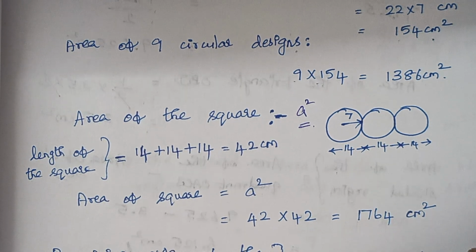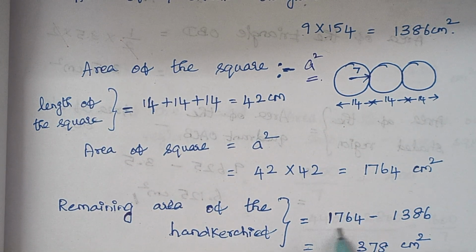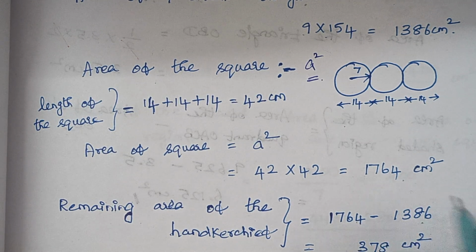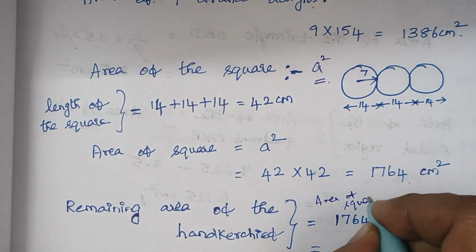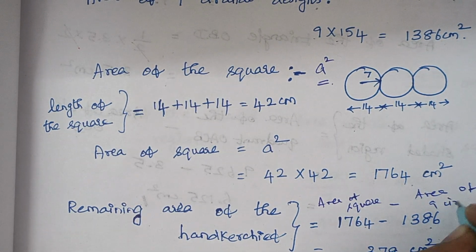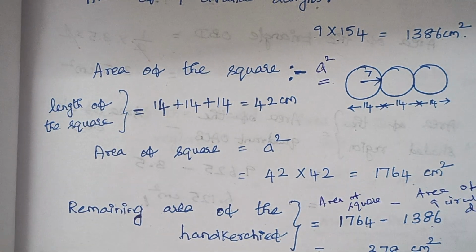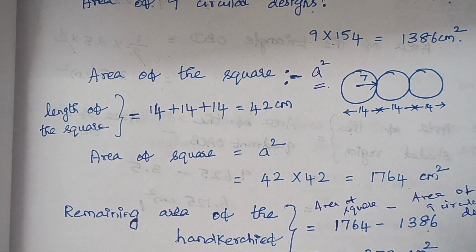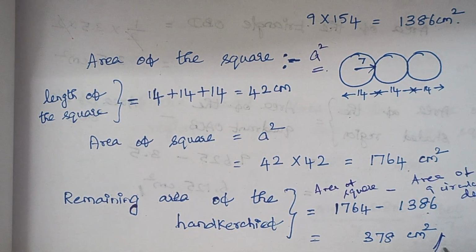right? So the remaining area of the handkerchief is given by, from the area of the square we have to subtract the area of the circles. So area of square minus area of 9 circular designs, right? So just substitute the values: 1764 minus 1386. So here the answer is 378 centimeter square, right? This is your final answer.